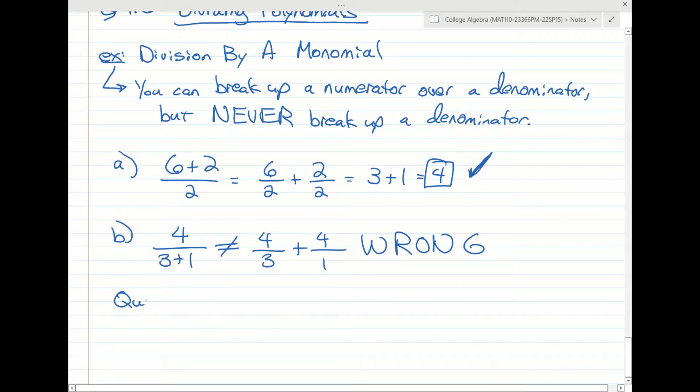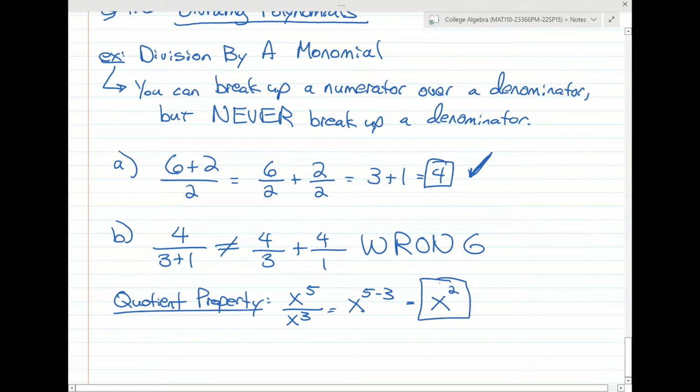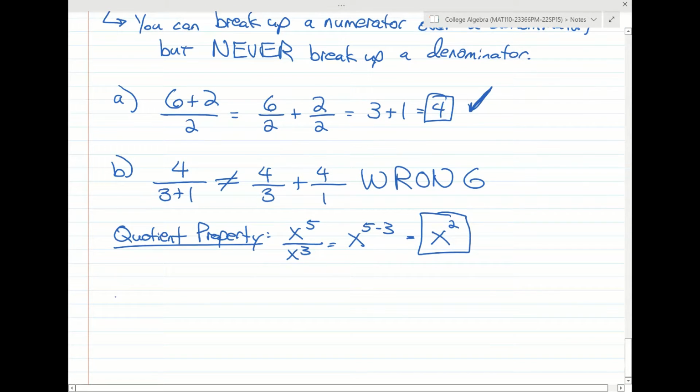I want to remind you of the quotient property that we talked about in our last class, that if you have x to the 5th divided by x to the 3rd, we subtract those powers. So let's go ahead and take a look at some of those examples.